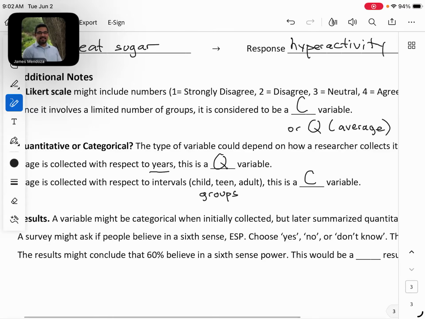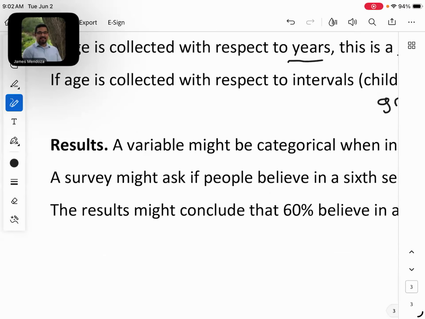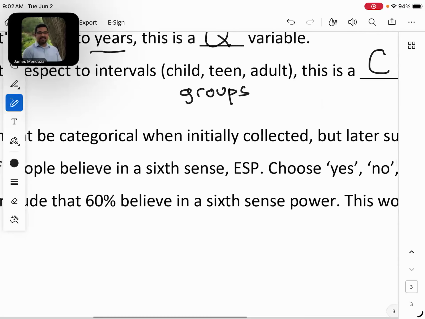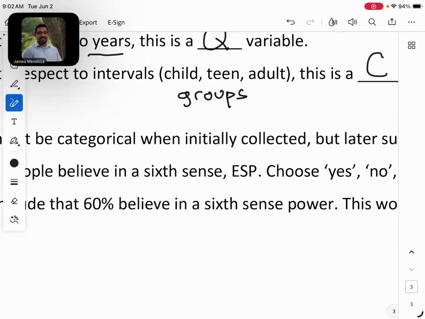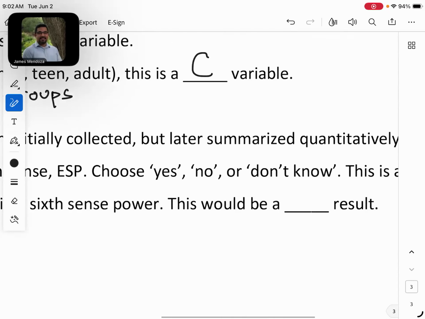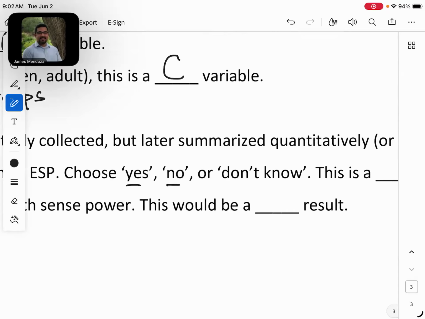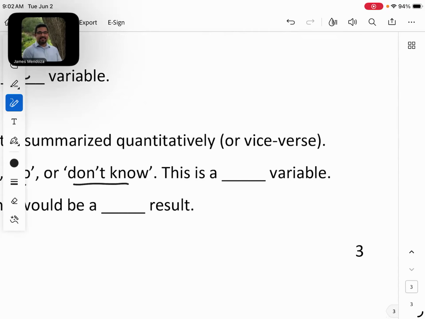They did a study asking people in a survey if they believe that there was a sixth sense, like this extra power where people could maybe read your mind or do something special like that. The choices were either yes, no, or don't know, which is just three options, right? And again, this is a categorical thing. Categorical things are two or more groups or two or more options. So the way they collected the data was a categorical variable. And that's all that 1.1 is about, right?